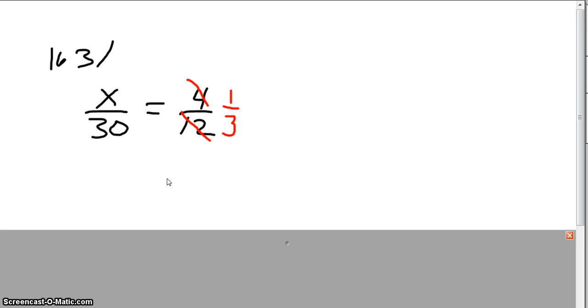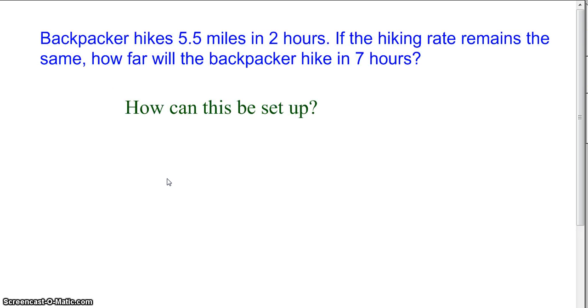So have fun now working on your, oh gosh, one other thing, sorry. If you can jot down this sample. A backpacker hikes 5.5 miles in 2 hours. If the hiking rate remains the same, how far will the backpacker hike in 7 hours? You got to write that little question down. And there are probably 8 ways you could set this up to answer this question. So do your best job in setting up a proportion to answer this question. And let's see what you came up with. Pause the video and see what you can do.